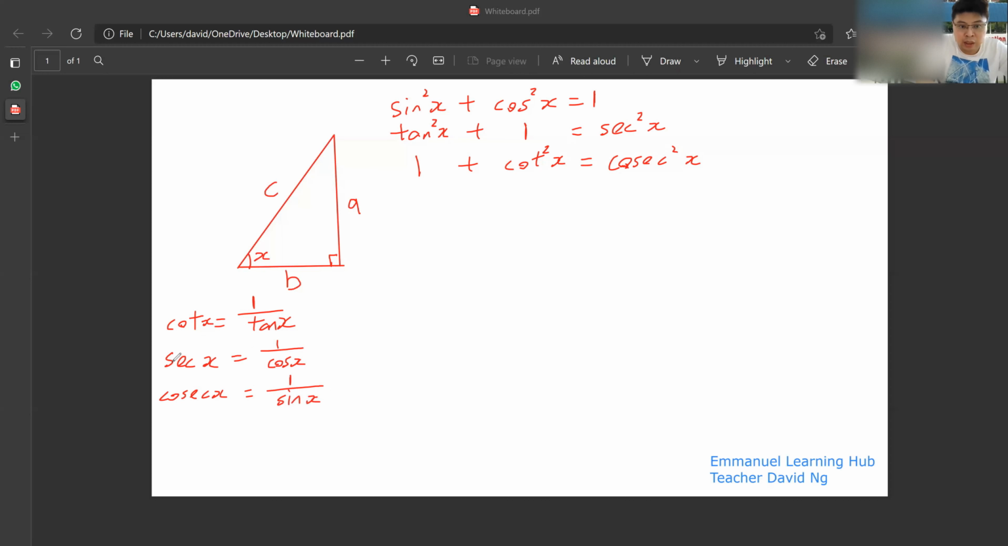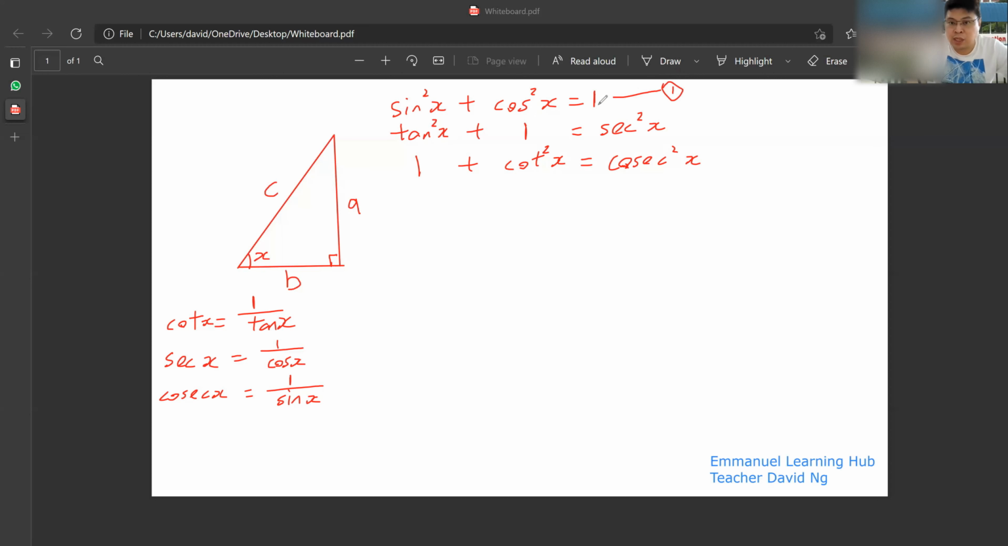Okay, let's get this out of the corner. So this is the definition of cotangent x. Cotangent x is the reciprocal of tangent x. Secant x is the reciprocal of cosine x. Cosecant x is the reciprocal of sine x. So this is the definition. So I'm going to prove to you the first equation. Let's call it equation 1.